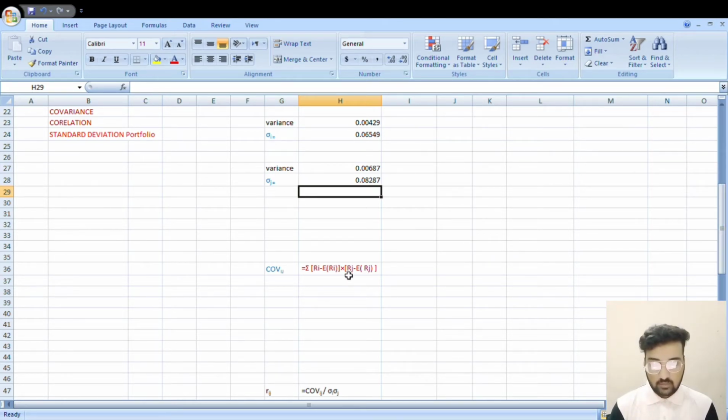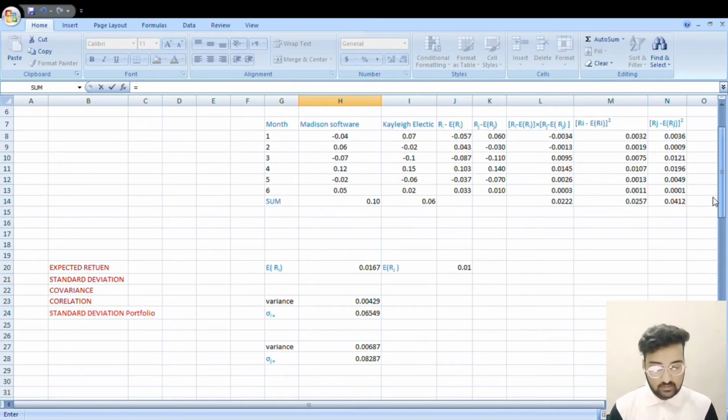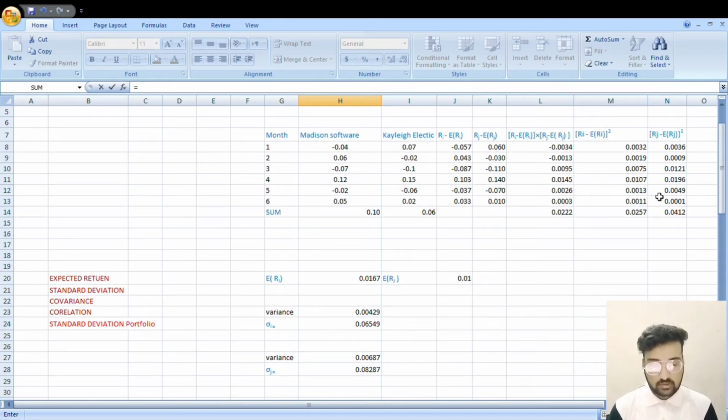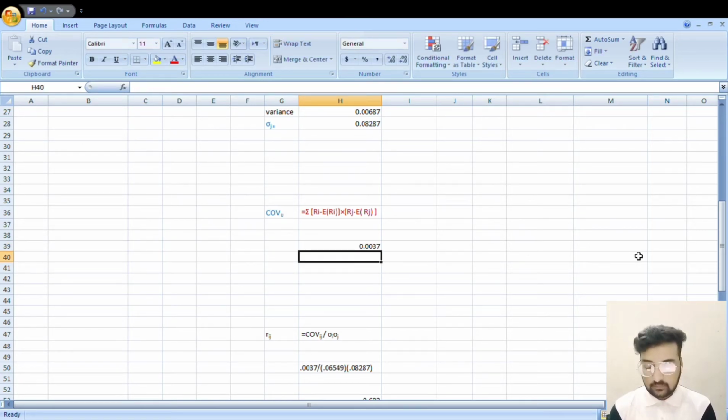After we find the standard deviation of both of these companies, now we have to find the covariance. As you see on the screen, this is the formula of covariance. So equal sign and then the sum of the multiplication of actual minus expected return of both companies, divided by the total number of periods, which is 6. So we have found the covariance.